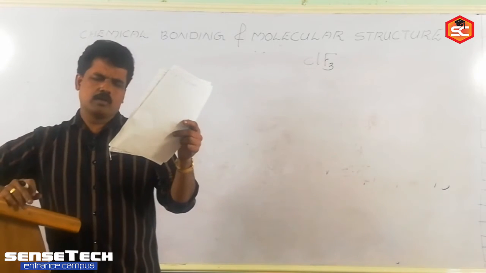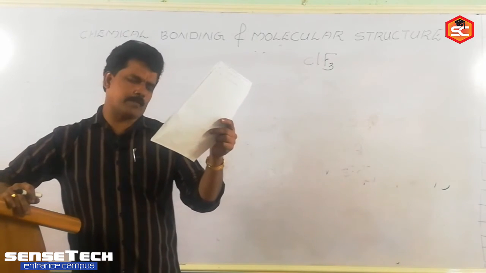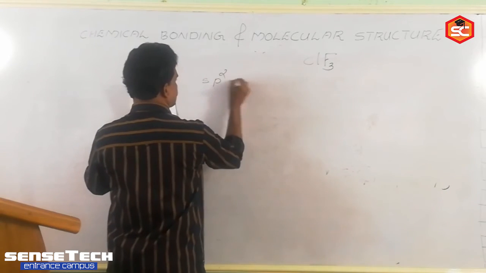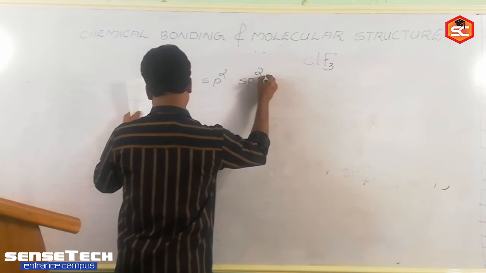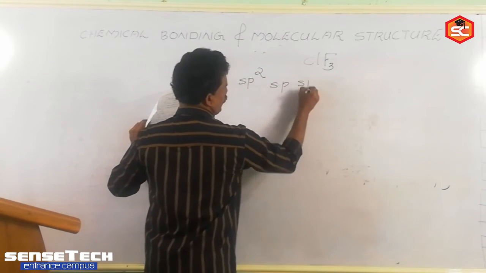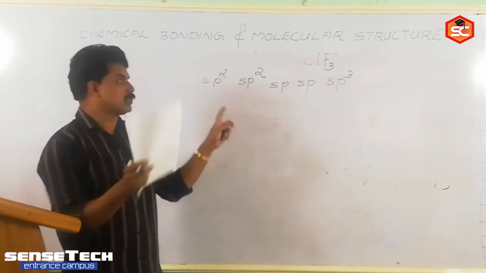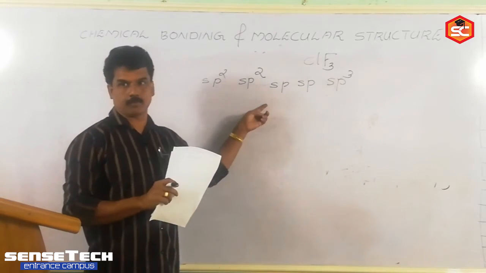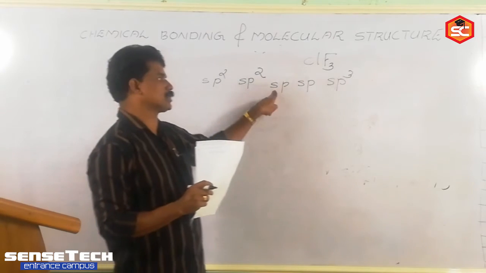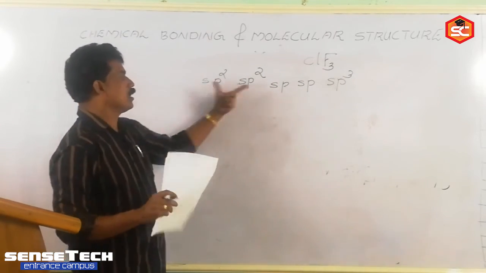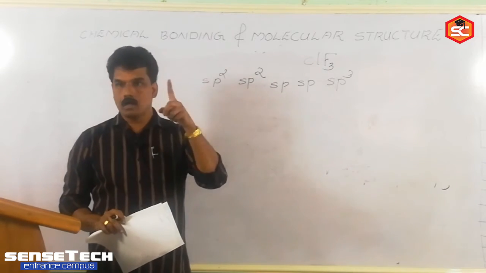Then, which of the following molecules represents the order of hybridization sp2, sp2, sp, sp, sp3? Among the following, which one has this order? This is a last year NEET exam question. sp2, sp2, sp, sp, sp3. Which one keeps this order? See, even without the options, what will the answer be?